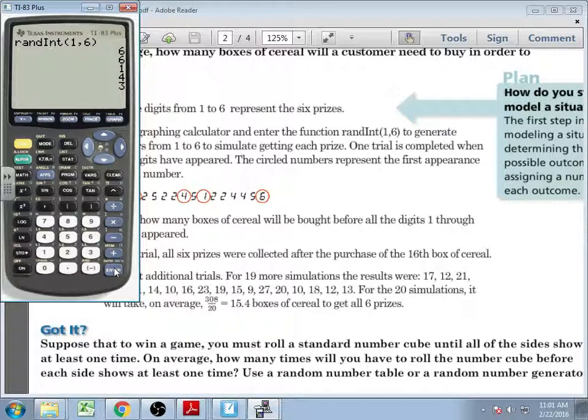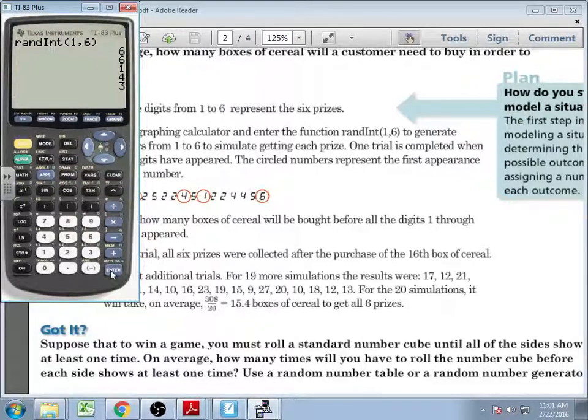Grant and Ben, you want to help me out here? Grant, keep track of how many boxes we have chosen. Ben, keep track of whether we have gotten that prize. Okay. So right now we've chosen 5 boxes. We have prizes 1, 3, 4, and 6 so far. 5.